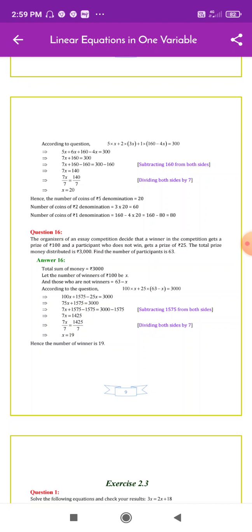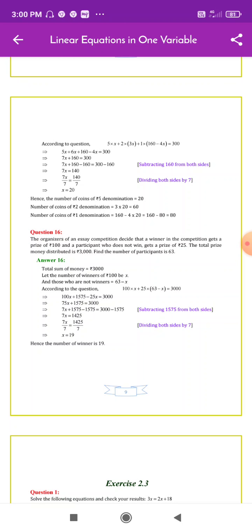So according to the question we are framing the equation: 100 into x plus 25 into (63 minus x) equals 3000. Now we multiply 100 into x, that is 100x. Now 25 multiplied by 63 and 25 multiplied by x. So 25 into 63 is 1575 minus 25x equals 3000. Now see, 100x minus 25x is 75x, plus 1575 equals 3000.